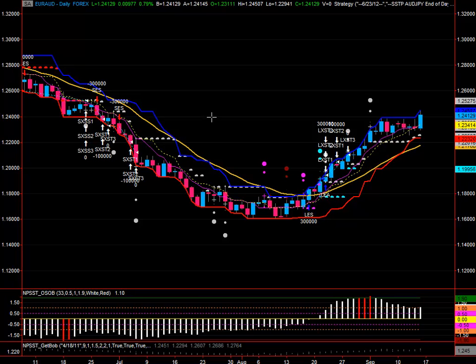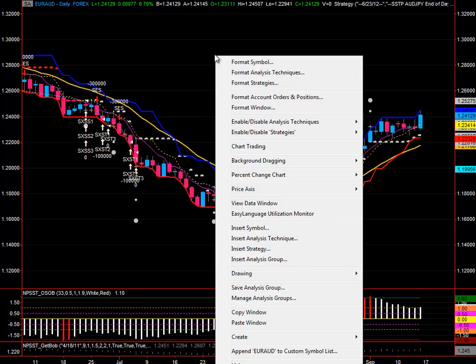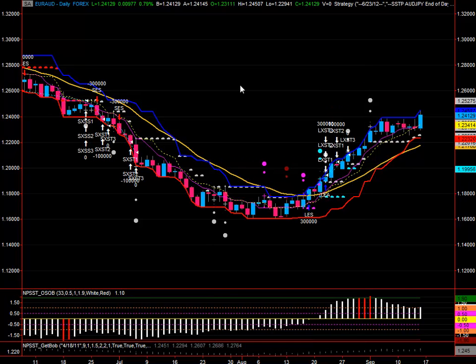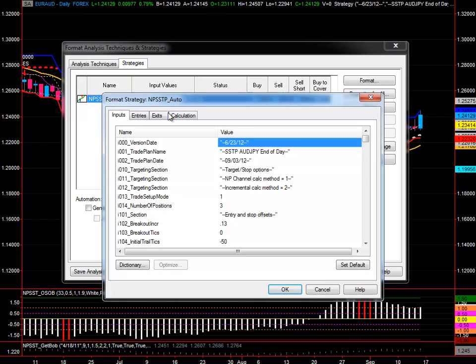And so we're going to start looking at different settings for our breakout. You right click on the chart, go to Format Strategies, Format button, and we're interested in testing the breakout incremental. Before we do, I want to look and see what would happen if we change our trade setup mode. Remember, there's two modes. This is the channel mode. If we go to 2, we're using the incremental mode. Let's see how this affects our report.